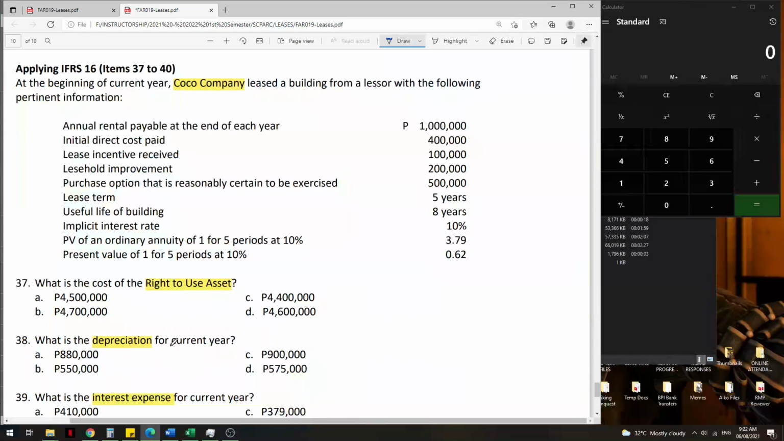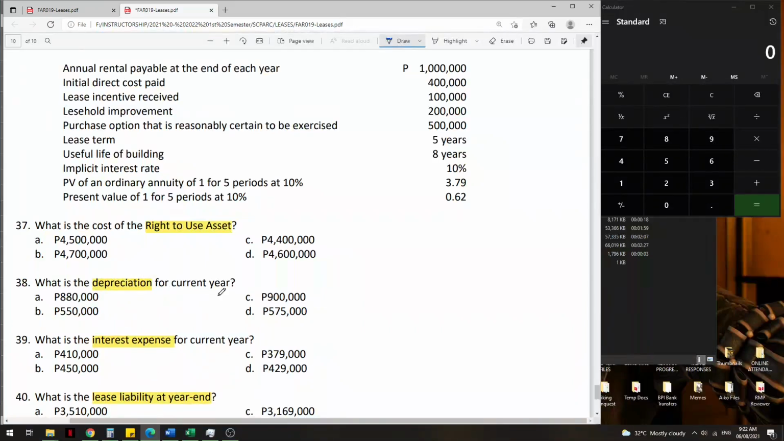So let's start. We will take into our objective first the right of use asset. Since if we compute right of use asset, I think all of the other requirements will follow. Because when you compute right of use asset, of course, depreciation will follow. Your interest expense is computed from your lease liability, which is also part of the right of use asset. And of course, for your lease liability end, we will have to compute your lease liability beginning first before we can arrive at the liability end. Okay? So, right of use asset first.